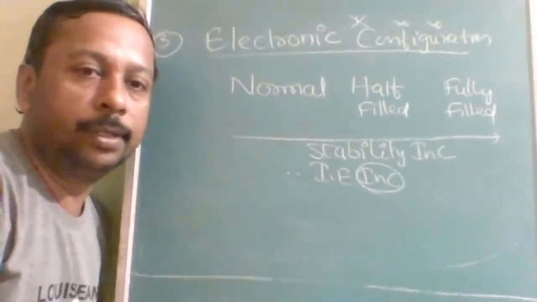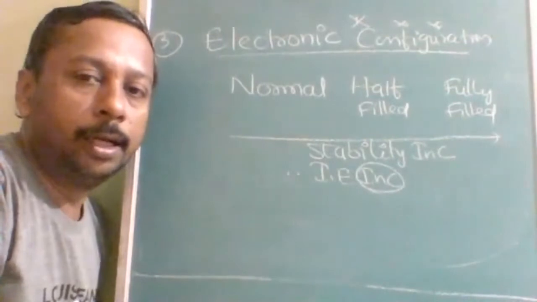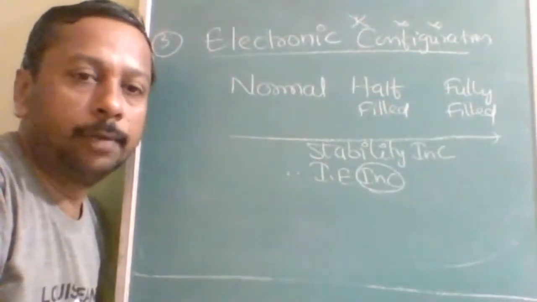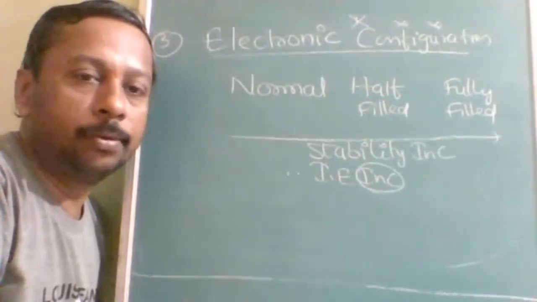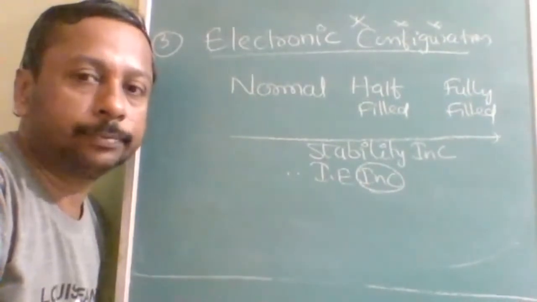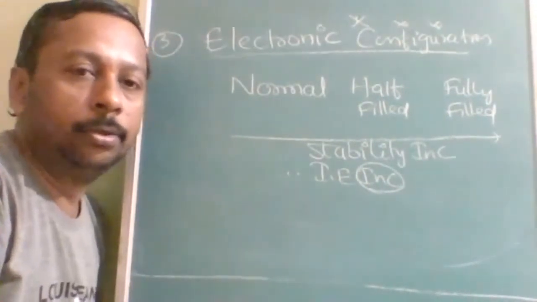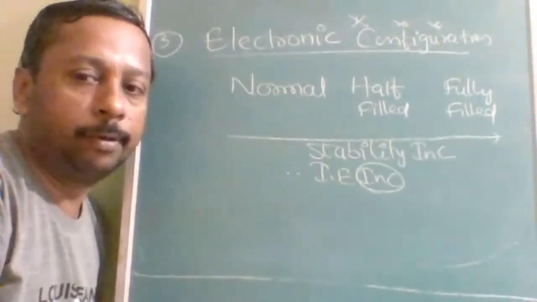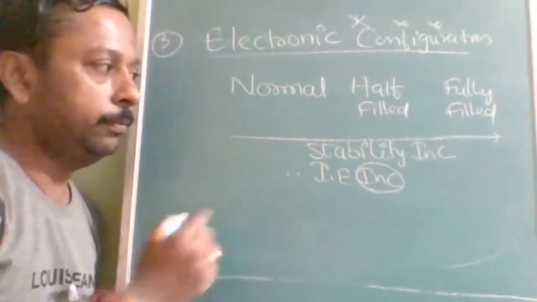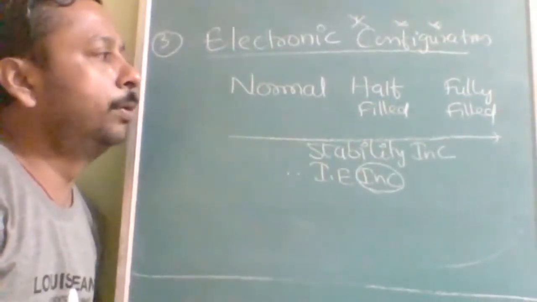You will be given the ionization energy, and you have to identify which group it is, which period it is, like that. Questions we will be doing in the question session. Okay. So for the time being, you write down this one only.